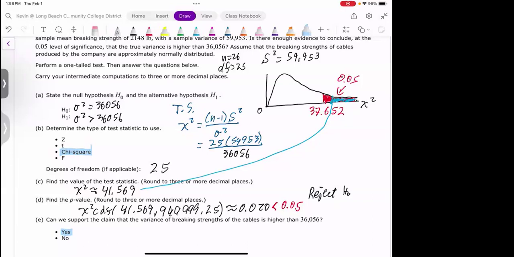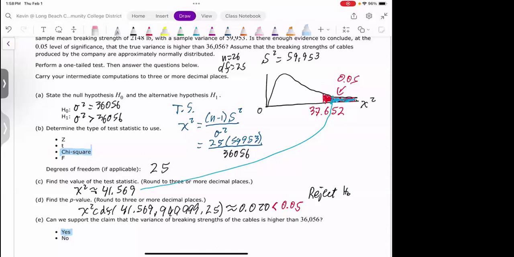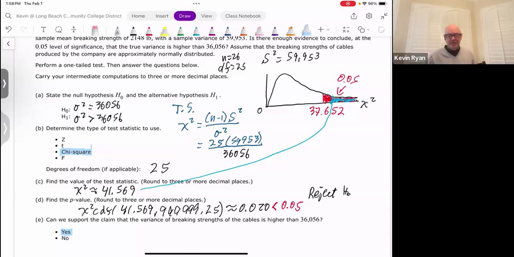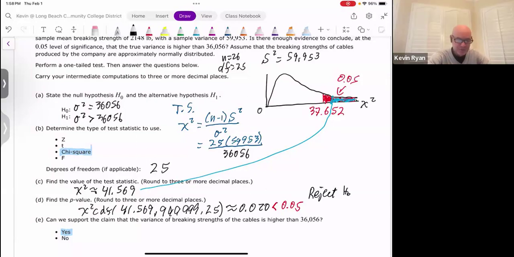What's that test F? F, that's going to be like ANOVA. We're not going to deal with an F distribution at all. Yeah, we're just going to use p-value for those problems.